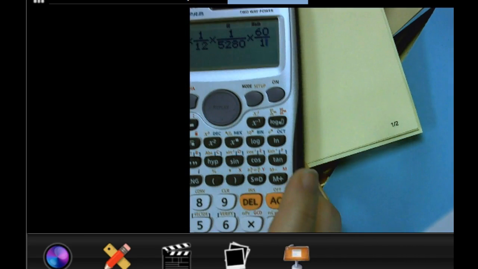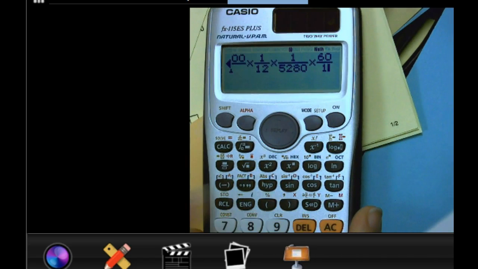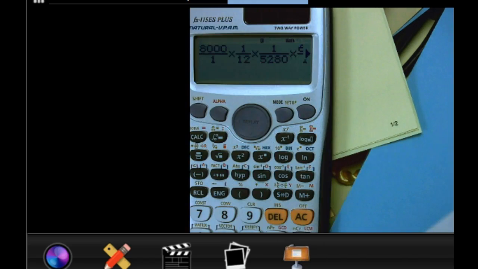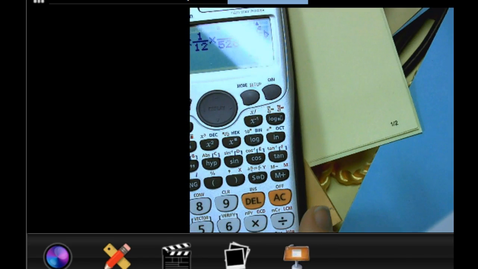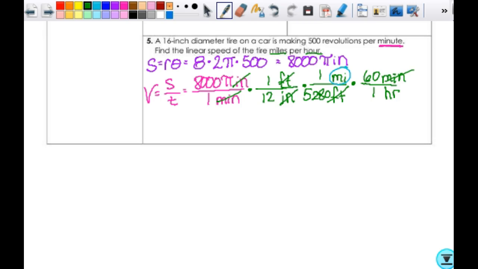Okay, you can't even see that. I've lost my document camera completely. So this is exactly what's on my paper, and I can arrow to the left if I need to see what's going on over there. Then I just hit equals, and it takes care of all of it for me. I just have to remember to put the pi back in there. If you're afraid you're going to leave it off, you can type it in and it'll leave it exact for you. So what we get here is the velocity is 250 pi over 33, and that is miles per hour.